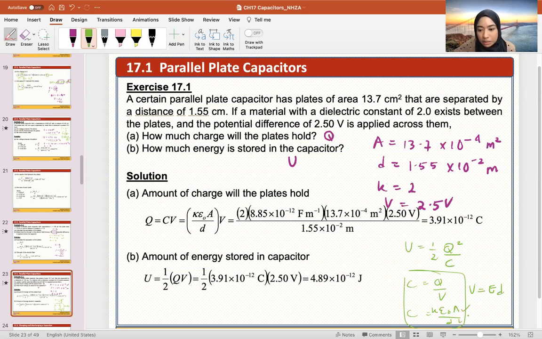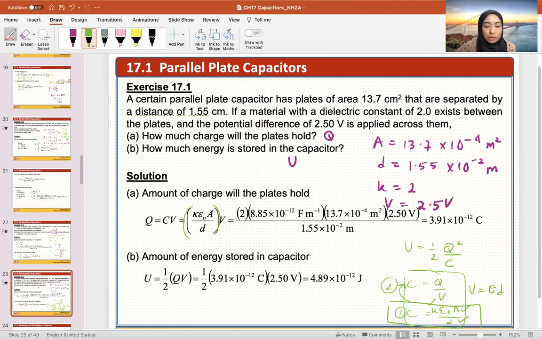I have A, I have D, I have K. I can solve for C and then I can use this equation to find out what is Q because V is also given. So this is the first equation, this is the second equation. So let's see. You terus pakai CV. Oh, okay. So dia substitute this equation into the second equation. You can do that. Or you can start with this guy first and then go to the second equation. It still works. So dia cari C dulu.